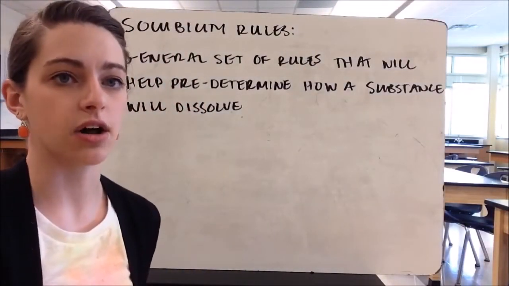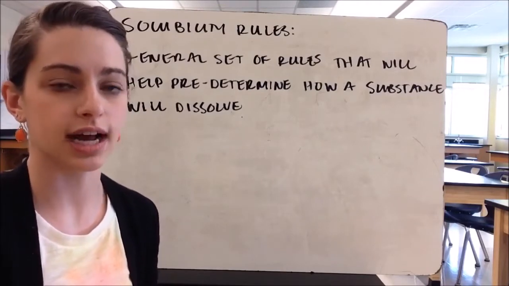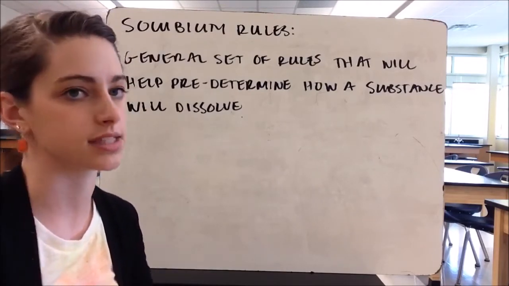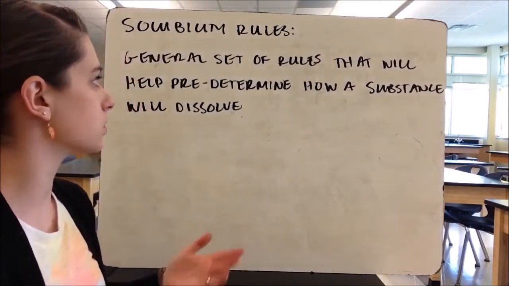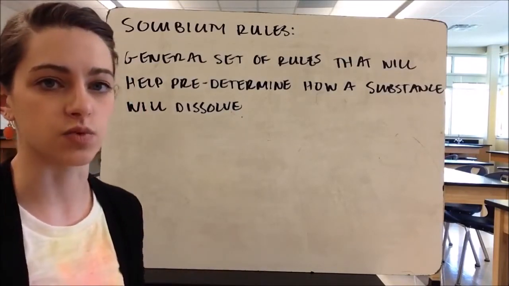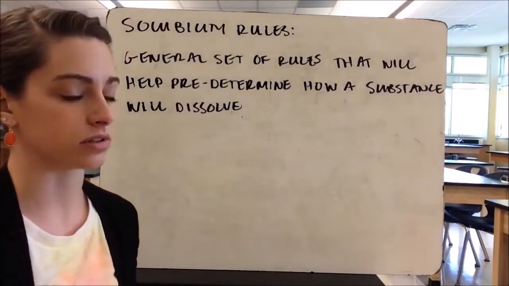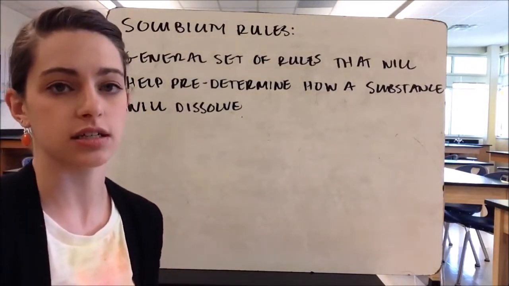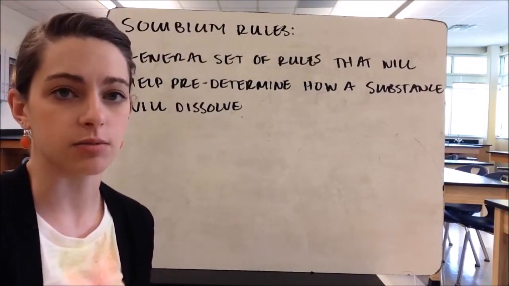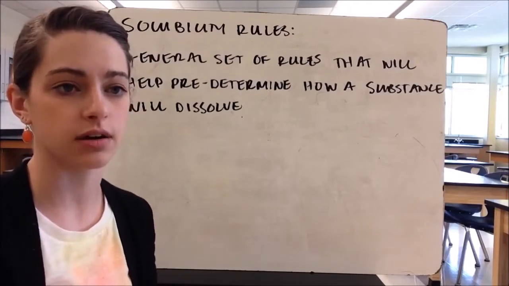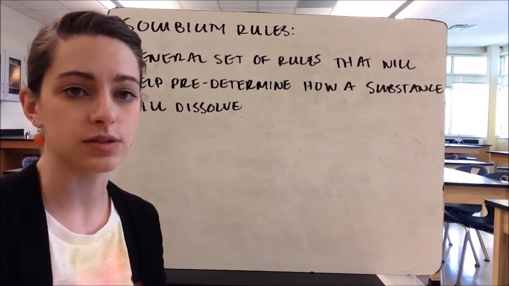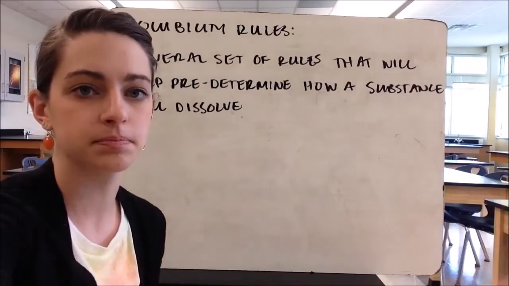We're going to use something called a set of solubility rules to help us determine whether or not something's going to dissolve. And so solubility rules, they're just a very general set of rules or guidelines that help predetermine how a substance will dissolve. We're going to focus on things dissolving in water, and we're going to use our solubility rules to predict whether or not something should dissolve. And that's what we're going to do next.